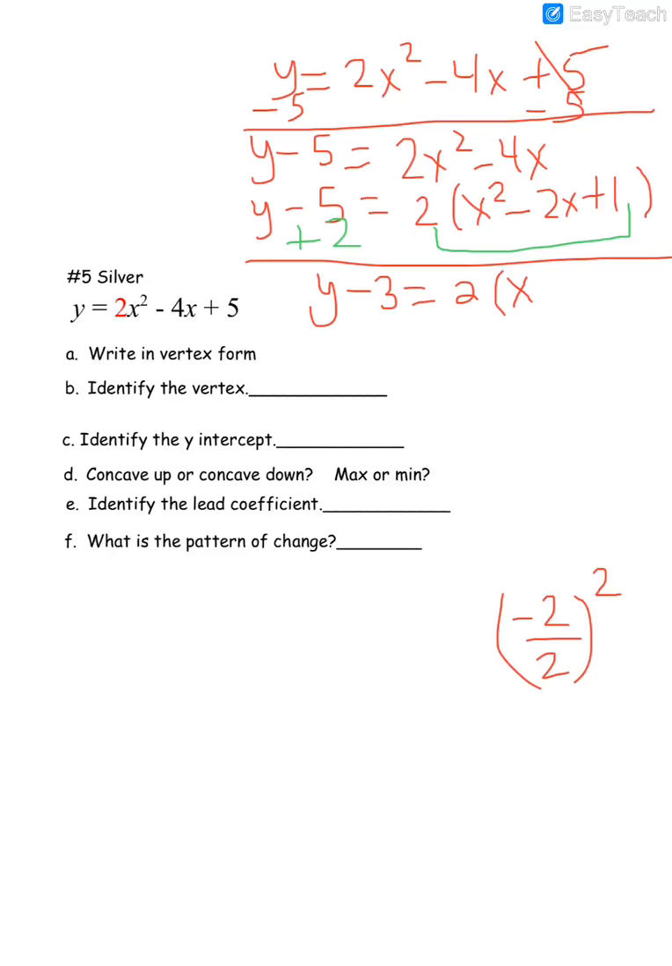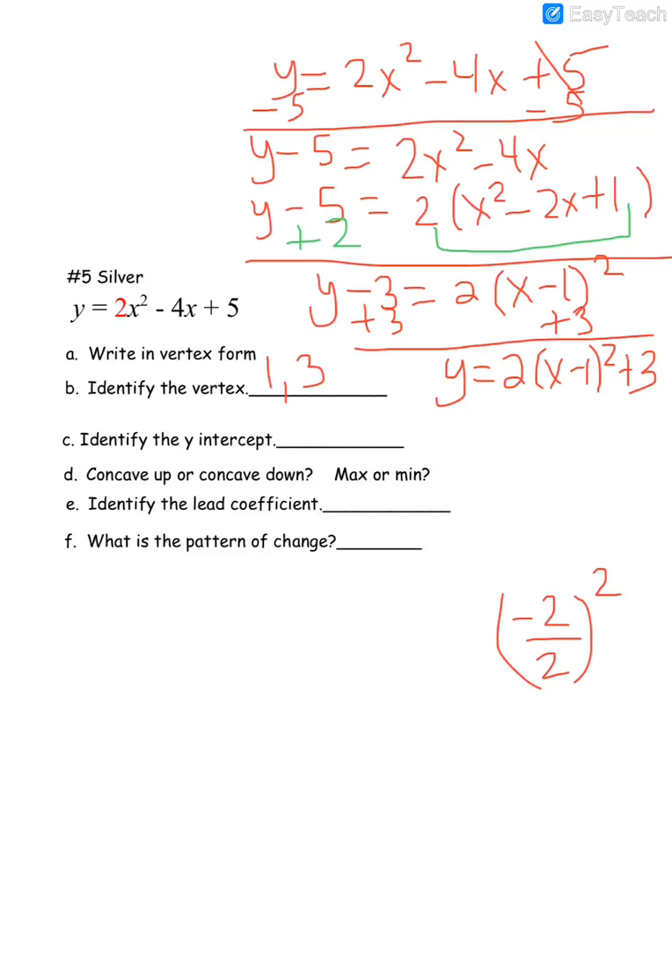And then if I complete the square, it's x minus 1 squared. Add 3 to both sides. And then in vertex form, this is what it looks like: 2 parentheses x minus 1 squared plus 3. If I knew that, and I didn't use my calculator at all, so I just converted it, what is the vertex? The answer is 1, 3.